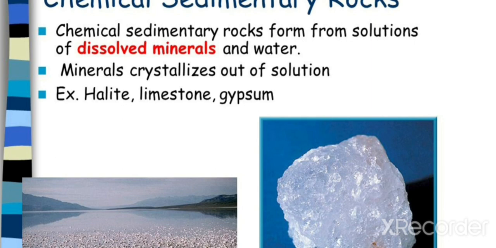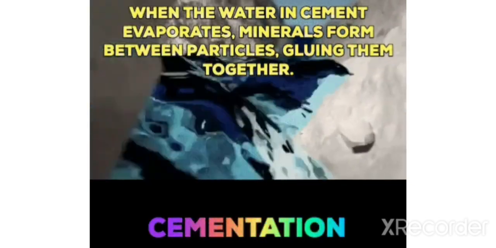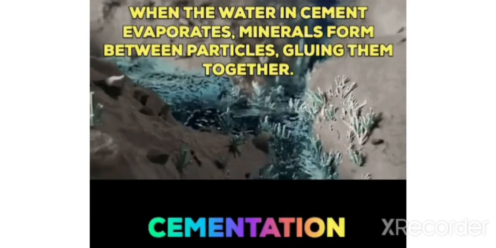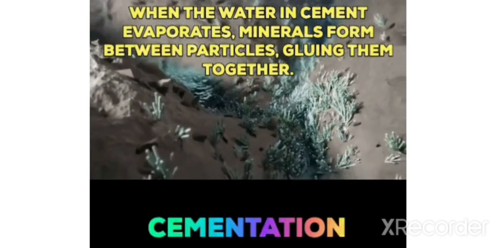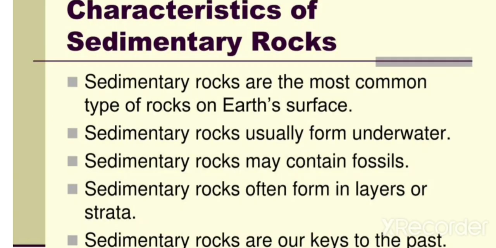The next is the chemical sedimentary rock. These are formed from solution of dissolved minerals and water. So when the water that dissolved the mineral becomes evaporated, it leaves the minerals which glue together, thereby forming a type of rock known as chemical sedimentary rock.